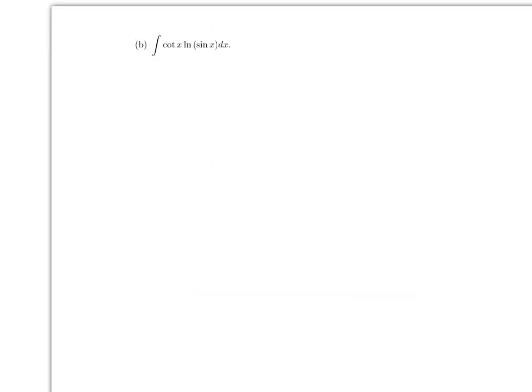Okay, so now let's move on to 5 part B. Here, you technically could use substitution or integration by parts. For this particular problem, substitution could be enough. You can also use integration by parts. You just need to realize that u should be ln sine x. So du is equal to cosine x over sine x dx. But remember, cosine over sine is the same thing as cotangent x dx.